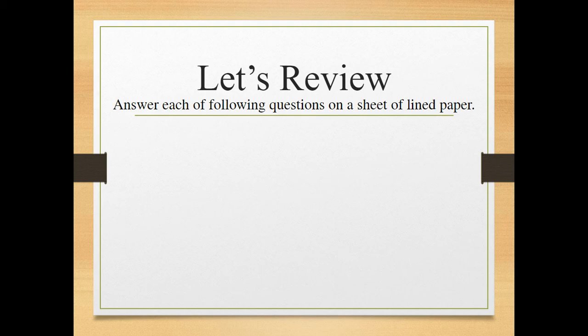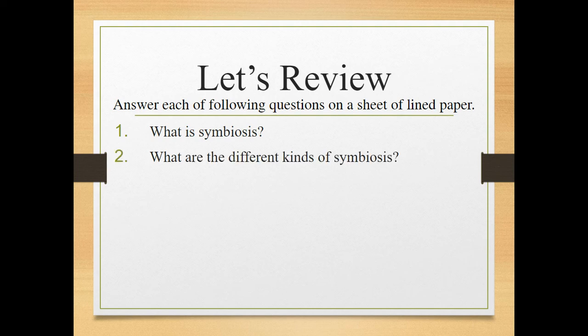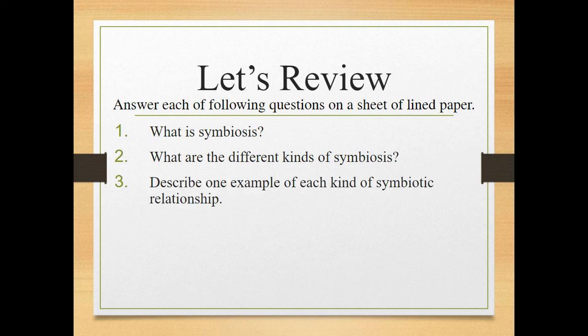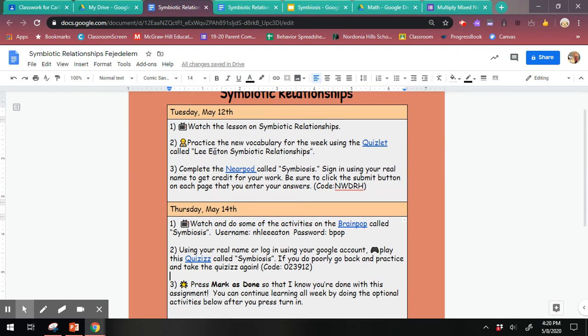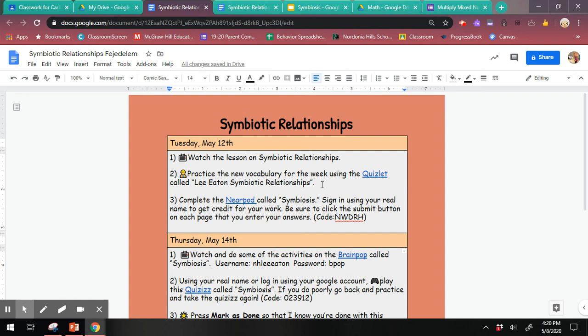So let's review. What is symbiosis? What are the three different types of symbiosis? And describe one example of each kind of symbiotic relationship. See if you can do that. After you're done answering those questions, then it's time to practice the new vocabulary using the Quizlet. Once you're done and familiar with the vocabulary for this week, go ahead and do the Nearpod.